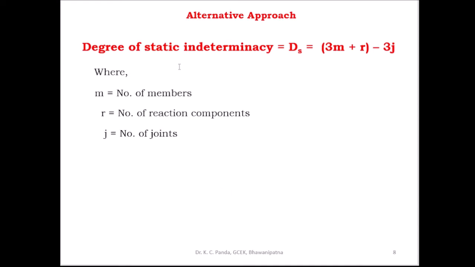The degree of static indeterminacy of the beam can also be determined using this relation: ds is equal to 3m plus r minus 3j, where m is the number of members, r is the number of reaction components and j is the number of joints. So using this formula also you can find out the degree of static indeterminacy of the beam when there is no internal hinge.